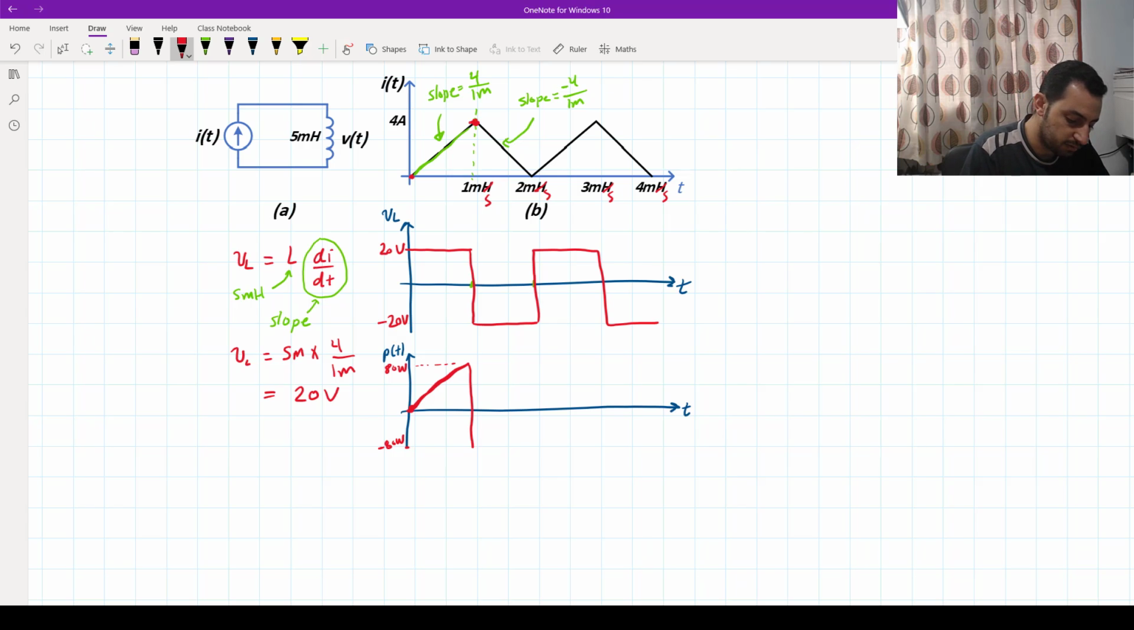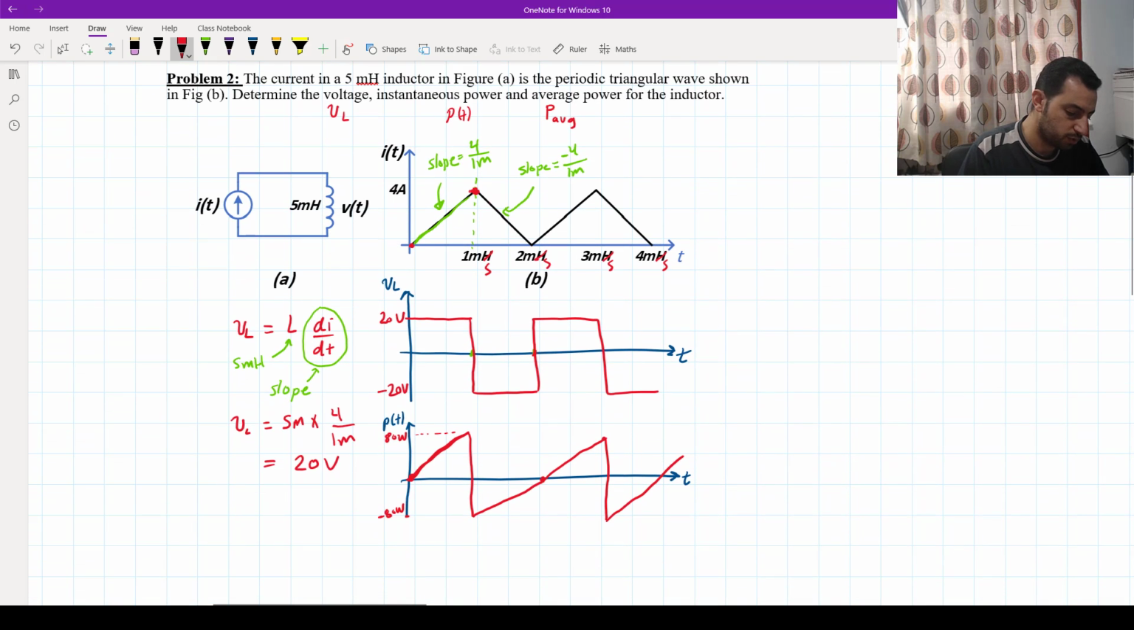Okay, and then we have another portion which is minus 20 times this line here, which has a slope of minus 4. That means minus 20 multiplied by minus 4 divided by 1 millisecond. So it will be positive. The slope now will be positive and go to 0 at that point, and then continues like that. Then go back and continue like this. So this is the instantaneous power waveform across the inductor.